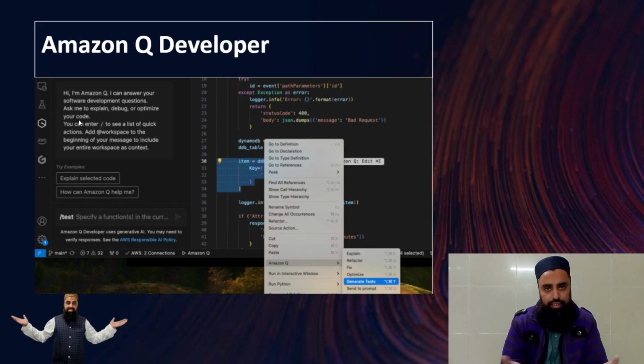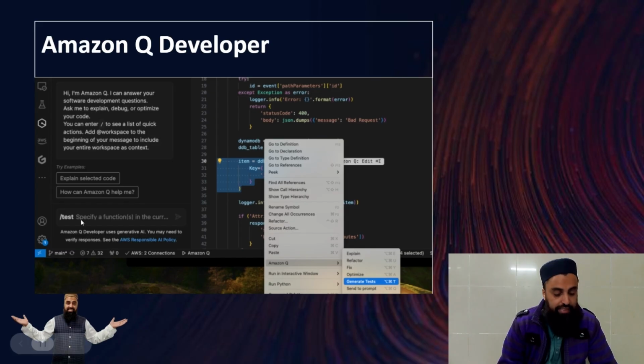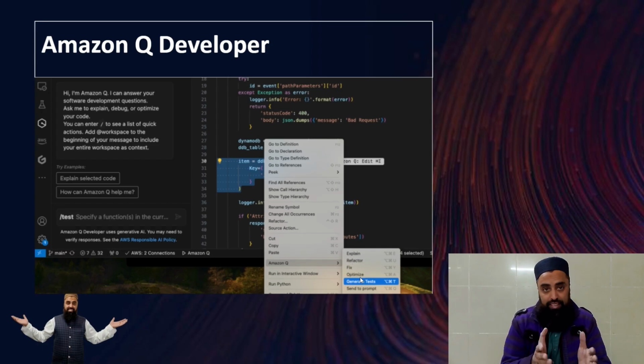Just like we use ChatGPT, just like we use Claude, we can use Amazon Q Developer, and it uses generative AI. See here, you may need to verify responses. And now here, I am going to generate the test. I can ask Amazon Q Developer to explain this code, to refactor, to fix, to optimize the code. So these are the real uses of Amazon Q Developer.